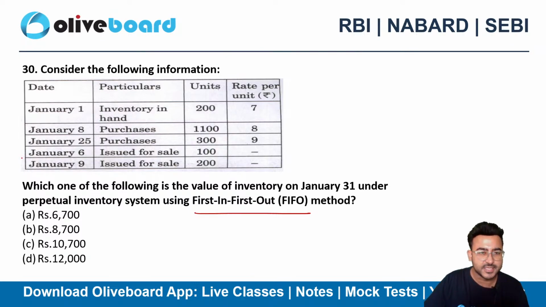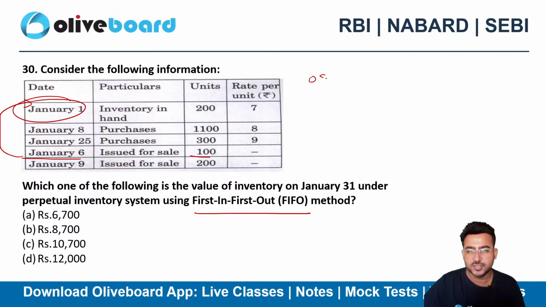So कब इशू किया था? 6th of January को 100 यूनिट्स इशू किए, तो सबसे पहले 1st of January से कंज्यूम कर लूंगा. सो ओपनिंग स्टॉक 200 यूनिट्स था, इसमें से 100 तो कंज्यूम हो गया. सो एज ऑफ नाउ मेरे पास 100 यूनिट्स पड़ा हुआ है.